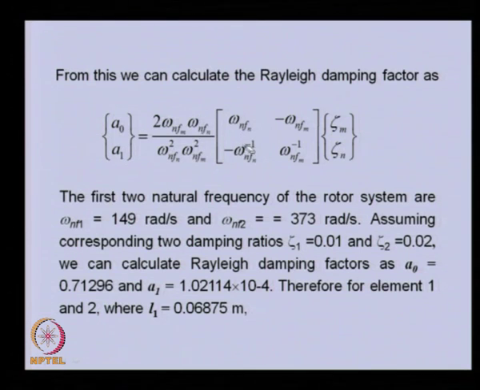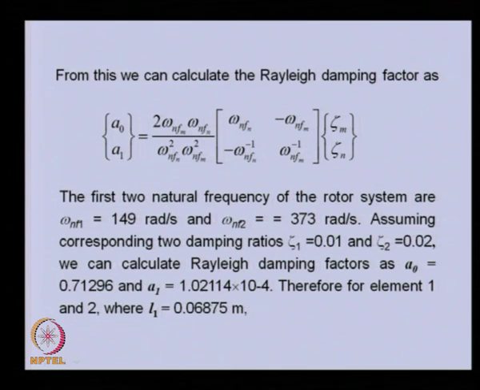So, using this, in this particular case, for free vibration, if we solve this, we found the natural frequencies of the system were 149 and 373 radians per second. Because we are trying to balance this particular rotor for two critical speeds, we will calculate this factor corresponding to those particular modes. So, we have chosen this damping ratio for first mode and second mode like this. Correspondingly, we can get these two factors.